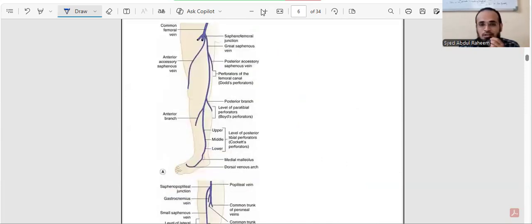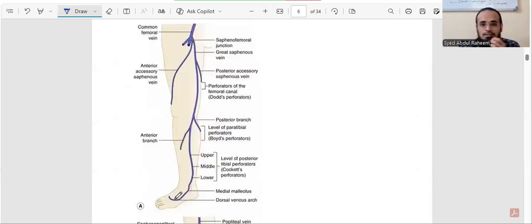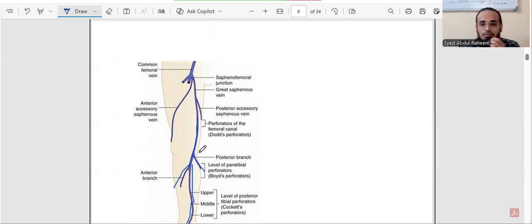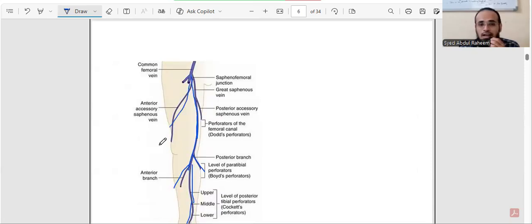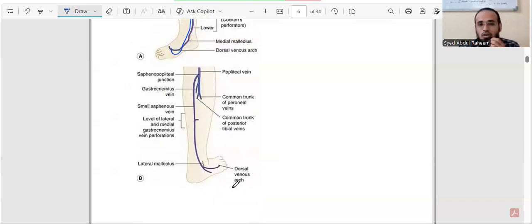Here is another image you can understand very easily. You can see this is the great saphenous vein, which is starting here. It has branches, an anterior branch and a posterior branch, and it goes towards the thigh region from the medial side of the thigh. It is joined to the femoral vein. Anterior branch, posterior branch, and this is the small saphenous vein.